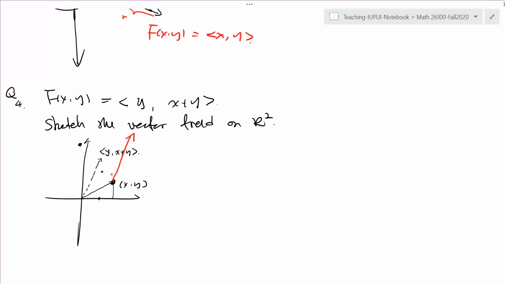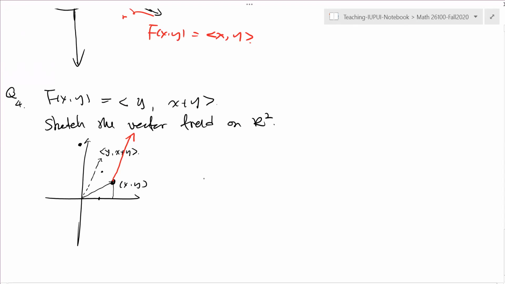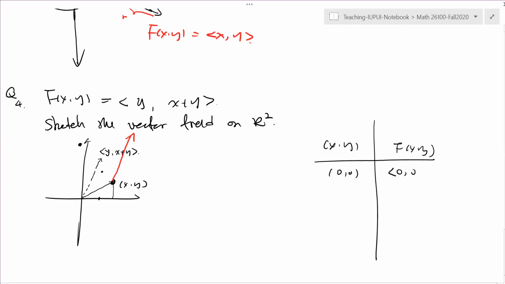So what I'm going to do is we have to use a diagram. So we can draw the diagram, it's figure 5. Just look at figure 5. Choose a point, and here's f, x and y. So we can choose 0, 0 at the origin. When x is 0, y is 0, I get 0, 0. So it's a zero vector.